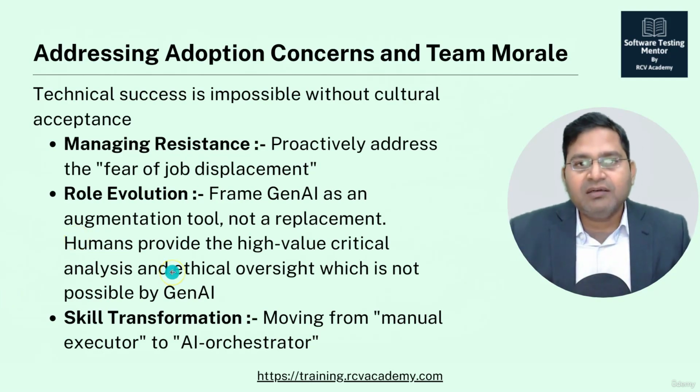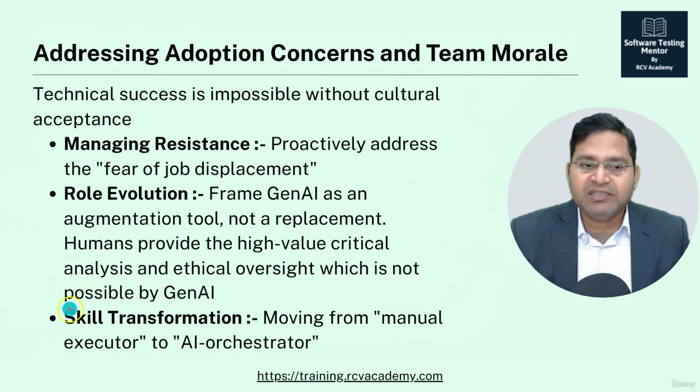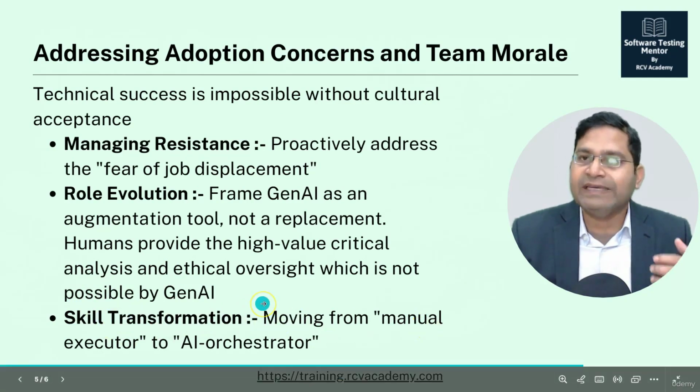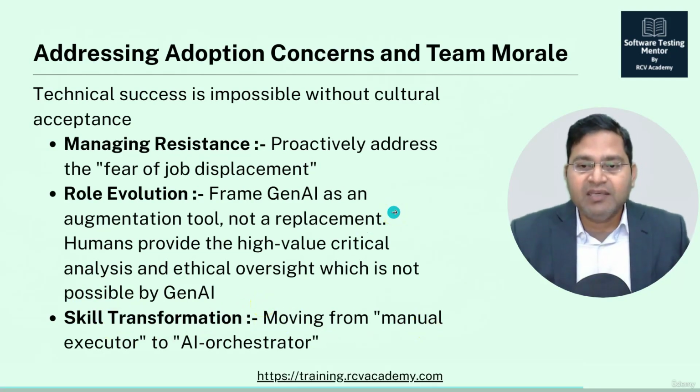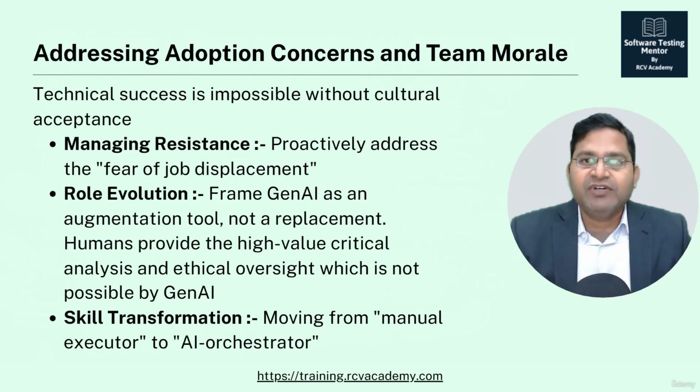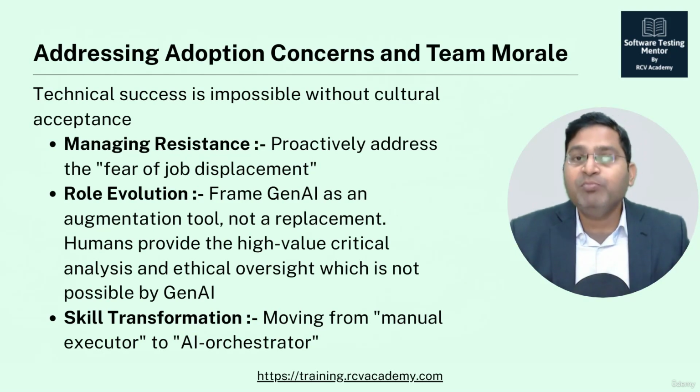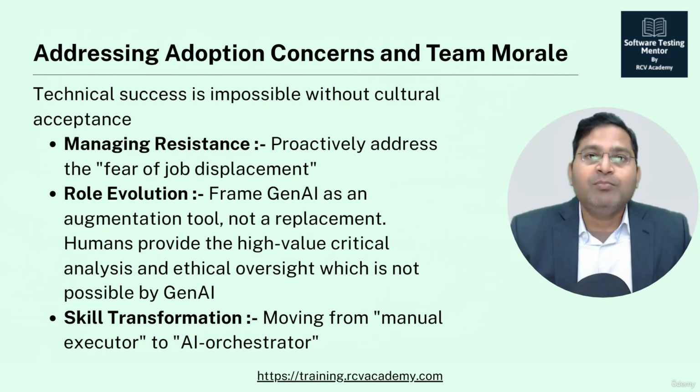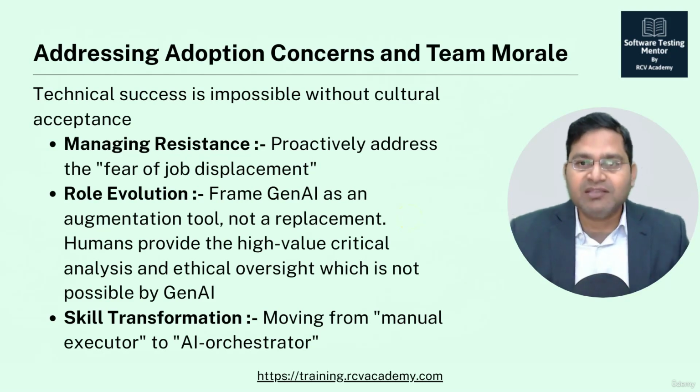And then for adoption concerns and team morale, the senior members of the organization also need to do the skill transformation, moving from manual executor to AI orchestrator, using AI in your day-to-day testing activities and across the testing life cycle to be more efficient and provide more coverage. Now that you have the AI tool, you will be able to provide more coverage and more edge cases in a better way and faster. That means more testing in less time and faster test execution. So that's the benefit of having AI.